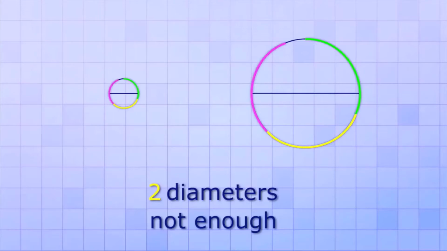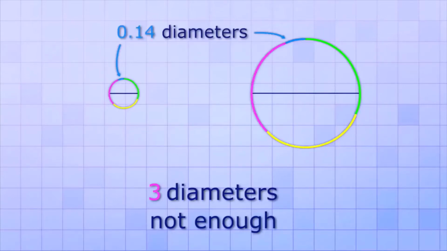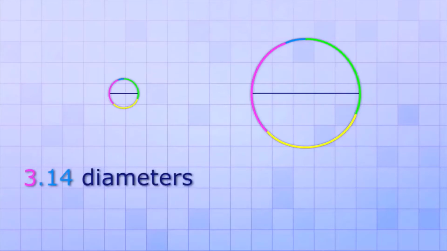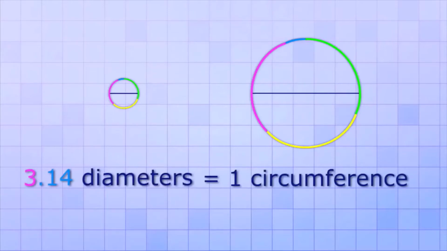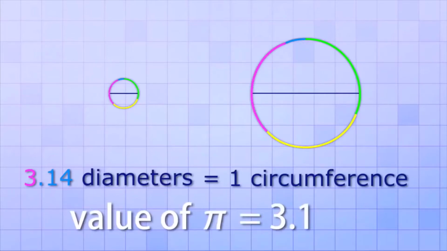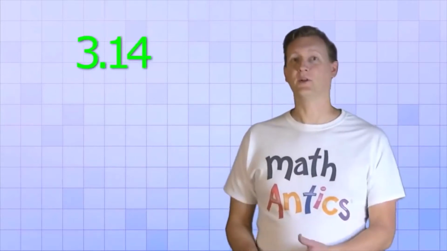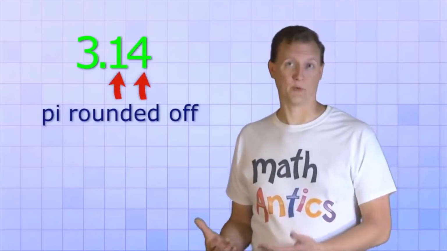Oh, so close! Three diameters is almost enough, but it looks like we're going to need just a little bit more to form a full circumference. That little bit more turns out to be about 0.14 diameters. That means that it takes 3.14 diameters to equal 1 circumference for any circle, big or small. So the value of pi is always 3.14. Well, okay, pi is a little more complicated than that. 3.14 is really just pi rounded off to 2 decimal places.